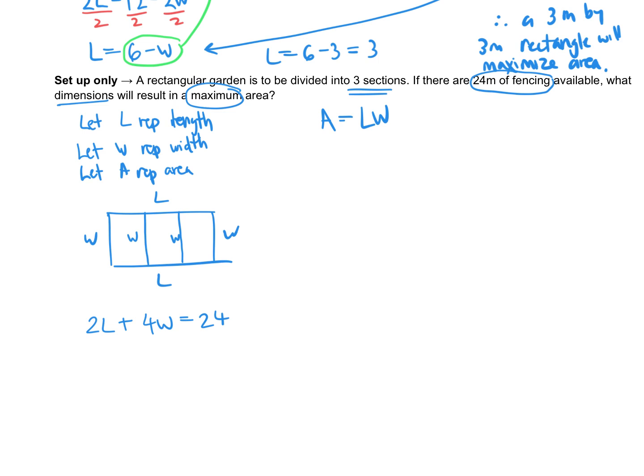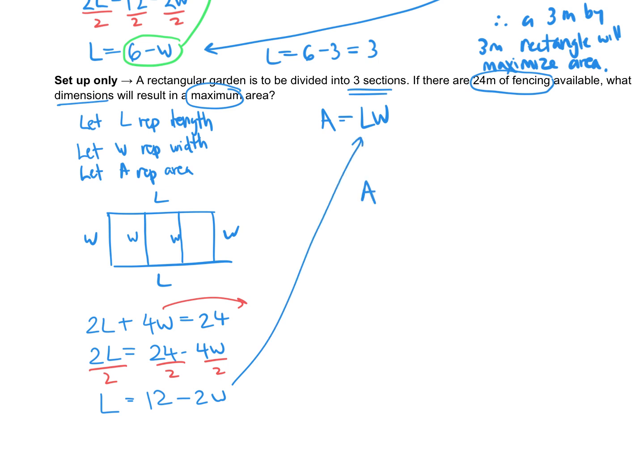And now we can go ahead and rearrange. So again, I'm going to isolate for L because I'd rather divide out 2 instead of 4. And then we can divide both sides by 2. And we get the length is equal to 12 minus 2W. And now we can sub it in to get that nice quadratic equation. And because the goal is to find the vertex for that maximum, I would set my area equal to 0, find the W's, the zeros here, and then find the middle vertex, the middle value to get the vertex.